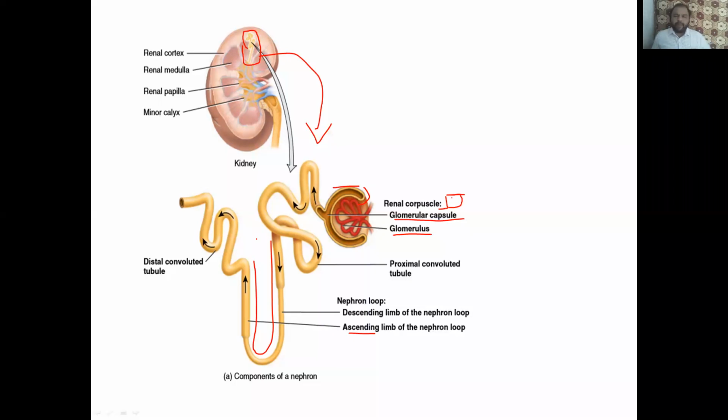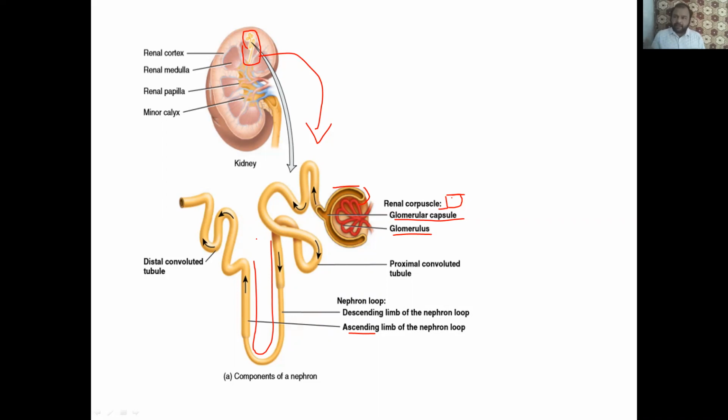There are two kinds of nephron: the cortical nephron and the juxtamedullary nephron. Juxta means near to the medulla. Since they are deep inside the medulla, the loop of Henle is very long. And since it is very long and deep inside the medulla, it is called the juxtamedullary nephron.